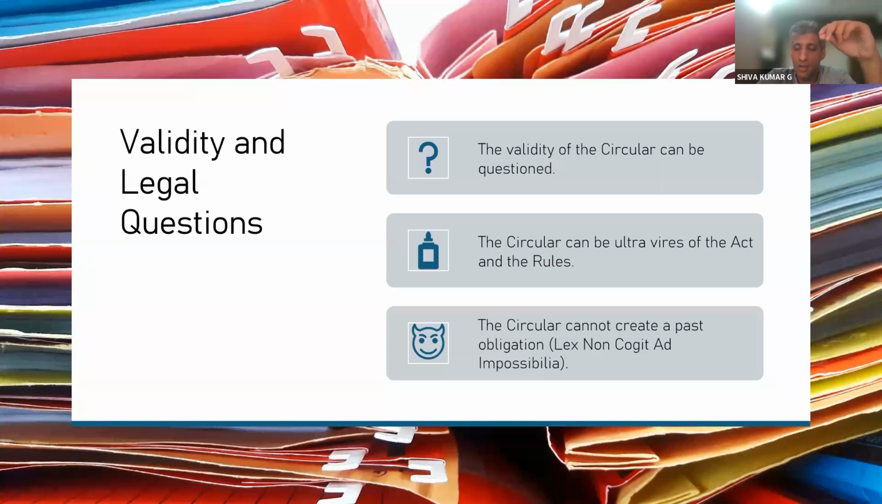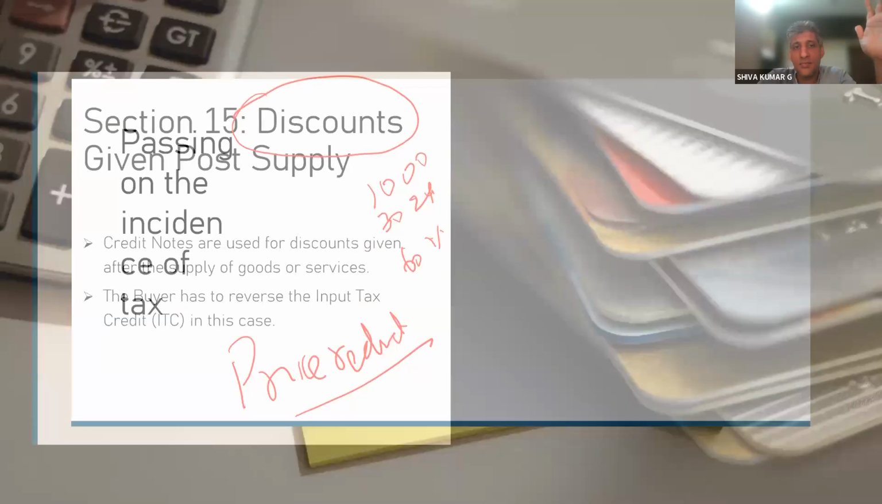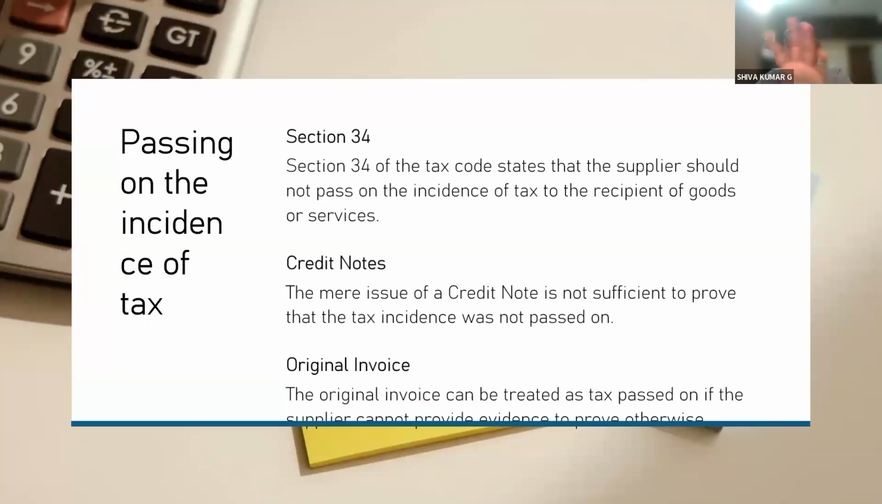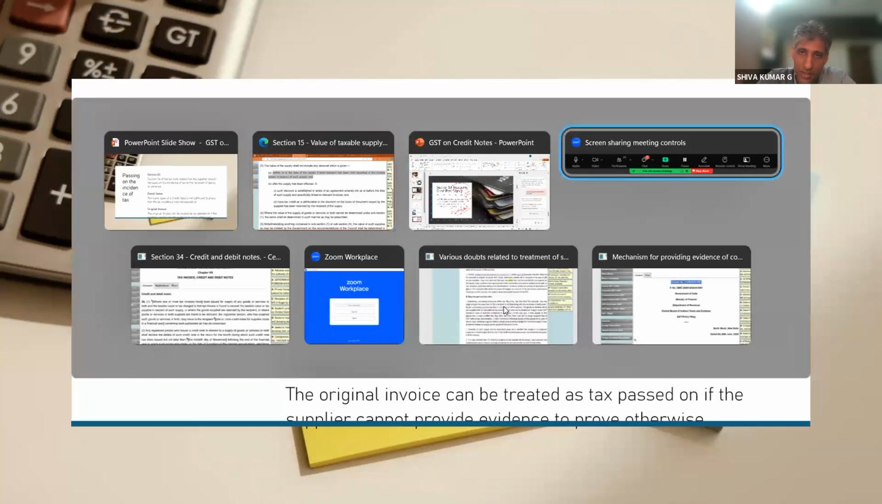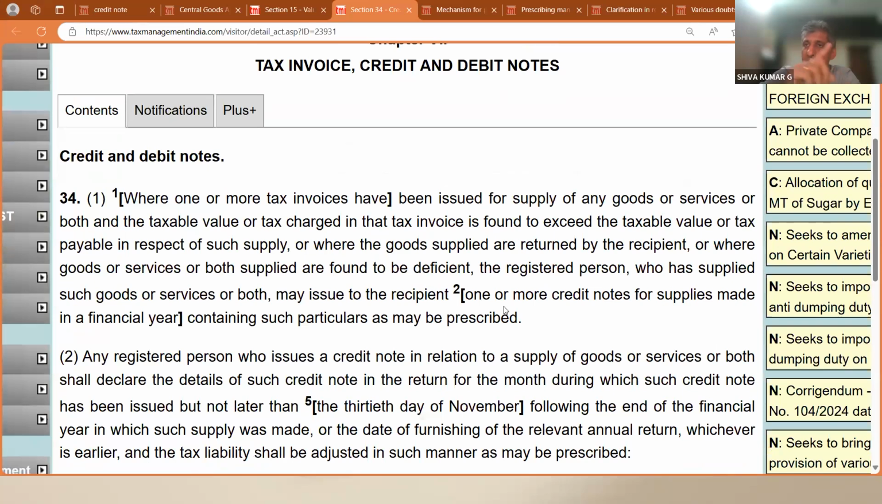Now, one interesting part which needs to be looked at is the Section 34 credit note. I'll just take you to Section 34 again. It will be very interesting. In Section 15, it says, for the post-supply discount to be considered as a reduction in the value, the buyer has to reverse the credit. Now the value is reduced. Consequently, the value that was declared in the invoice is now found to be exceeding the value that is required to be declared. Therefore, I issue a credit note. This is the chain of events.